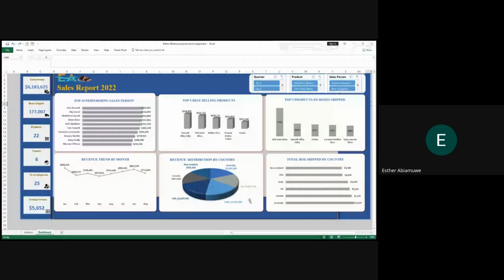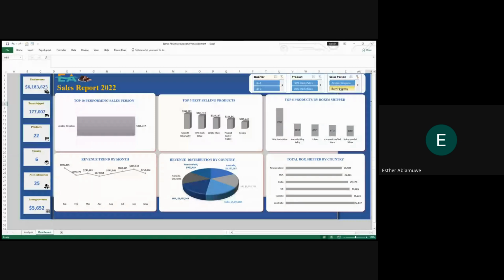Then we have the total boxes shipped by country, with Australia giving us the highest and New Zealand giving us the lowest. I also added some slicers to see other salespersons that are not in the top 10, to know what they are generating. Like Adria, who is not in the top 10, we could see the person's revenue bar that is not here, and so on and so forth.